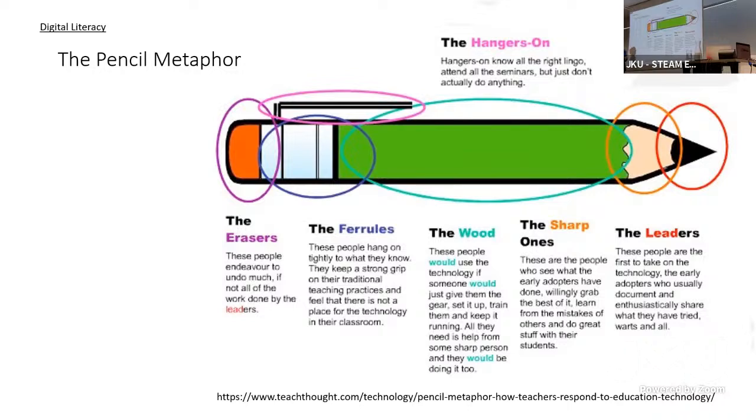And what I like, but it's working only in English, is the woulds. These people would use the technology if someone would give them the gear, set it up, train them, and keep it running. All they need is help from some sharp person, and they would be doing it too. And I think we have to be this person who is helping these colleagues.